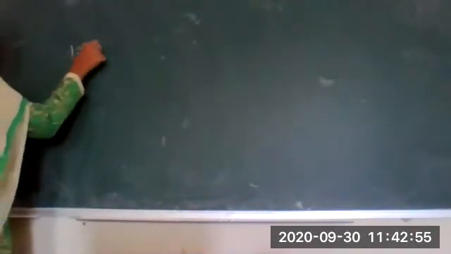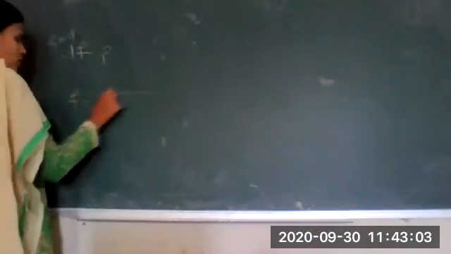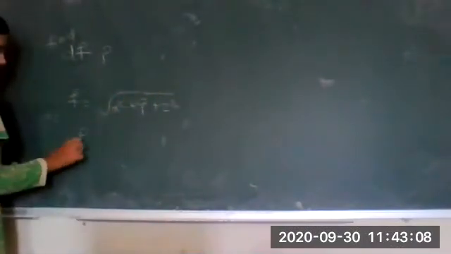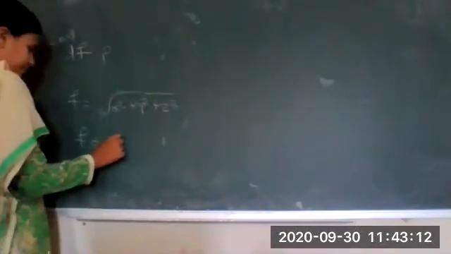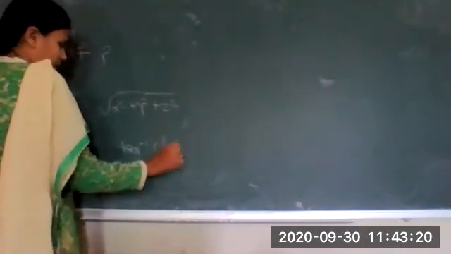I will give you one homework. You have to find out the df. Find df for the function f, which is the square root of x square plus y square plus z square. And the second function is f equal to tan inverse of y by x. These are your f. You have to evaluate the df. Okay. In the next lecture, you will tell me what is df.